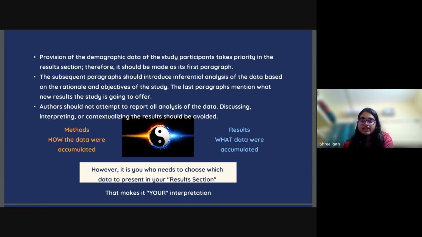Then the second paragraph should contain details based on the objectives. Again, objective 1, 2, 3, 4. In that manner only you will state your results. And then at the end you'll just give the results in general, and that's it, you'll conclude there. And discussion of the results, again, as mentioned before, should not be done.